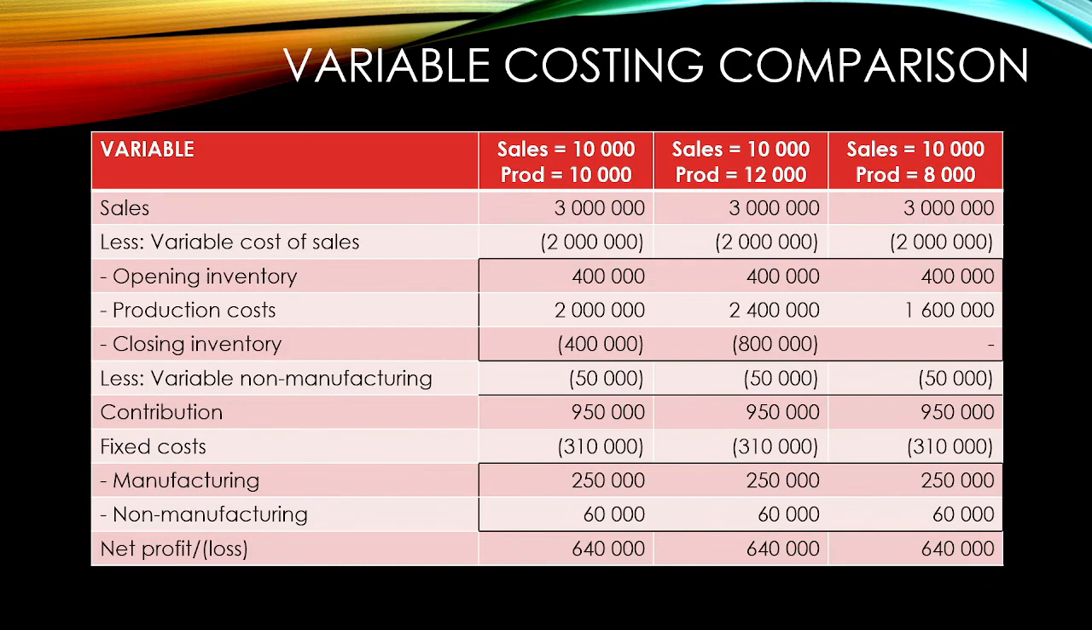If we then look at our variable costing income statements, we see that the net profit has remained constant despite the changing production levels. Variable costing net profit will only be different if our sales level changes. This is why variable costing is a function of sales only.